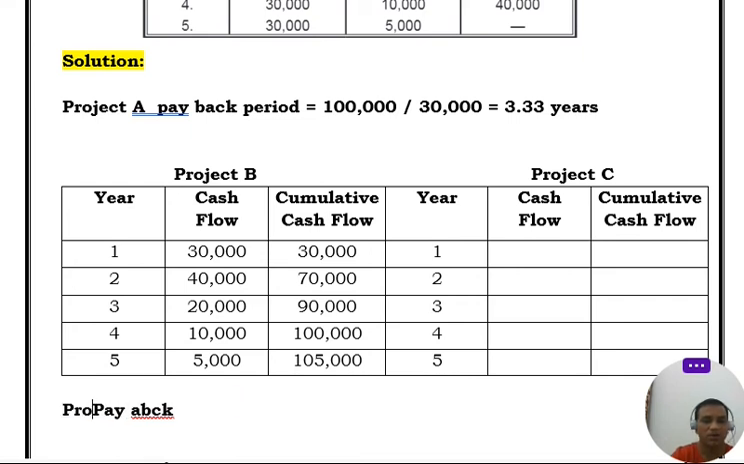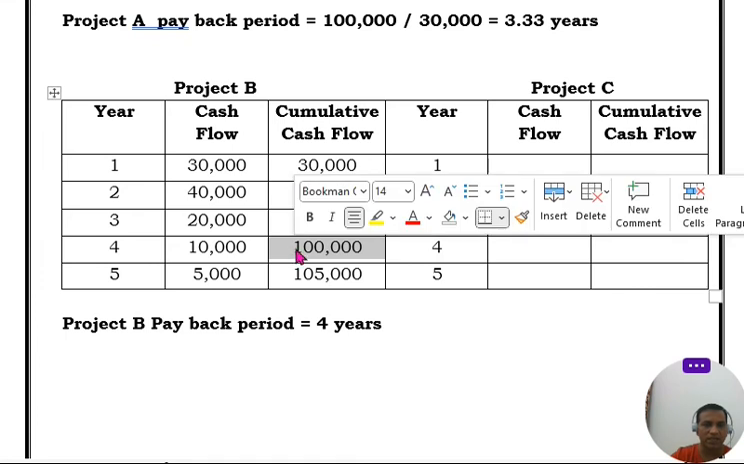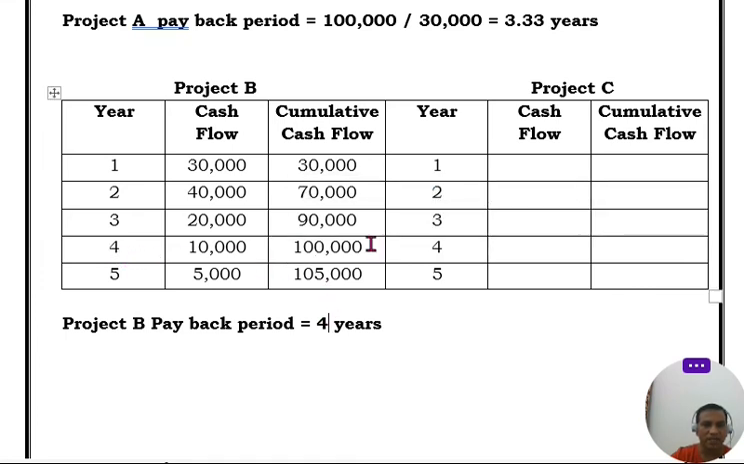What is that one? Project B payback period is equal to, directly you can write down here, the answer is already got, directly 4 years. How did you get it? Cost of the project: where is it recovered in the cumulative column? Here. Is it in between this one? No. Exactly at the end of the 4th year, exactly 100,000. So 4 full years. Finish. Project B payback period is 4 years. No need of any interpolation formula here.